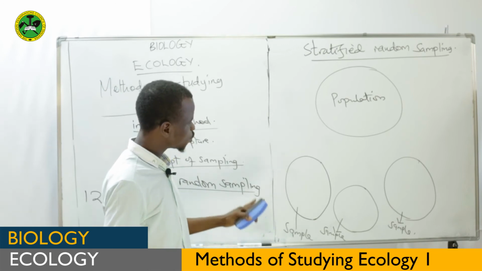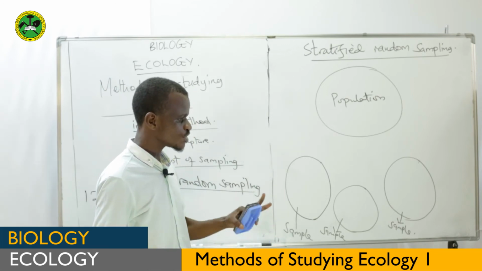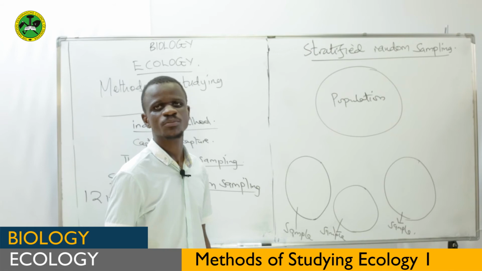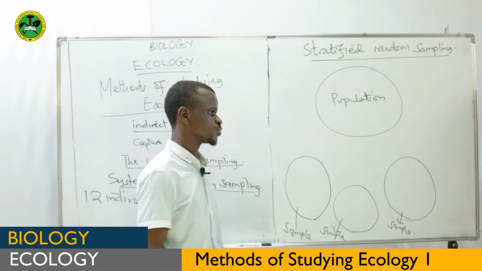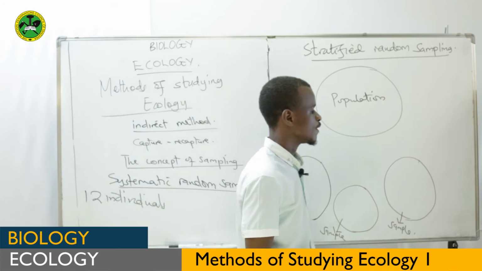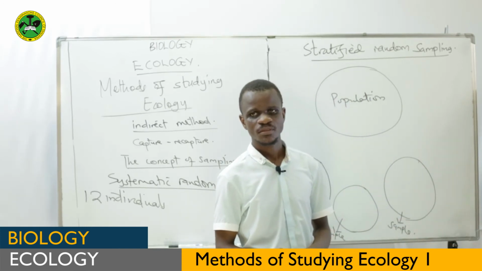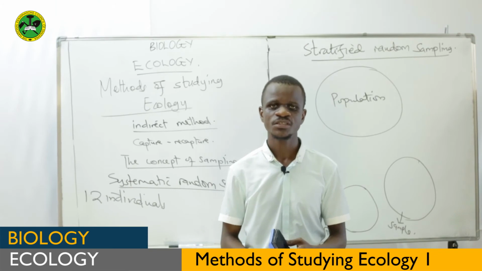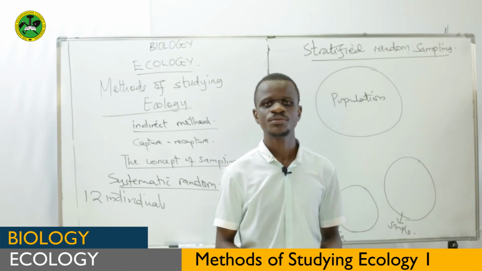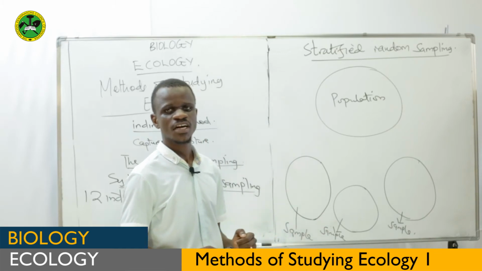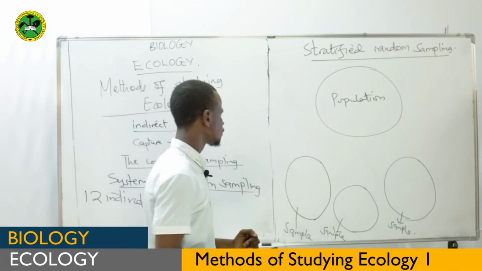That is the way to use stratified random sampling. Select a sample from each subgroup. Hope you have understood how to use these techniques of sampling. For more information, you can pass through various books, especially biological science and biology.